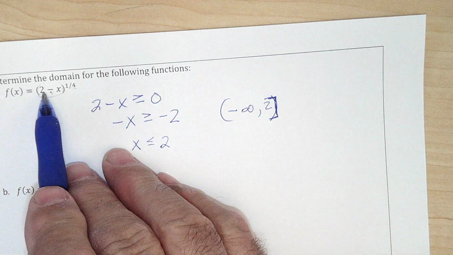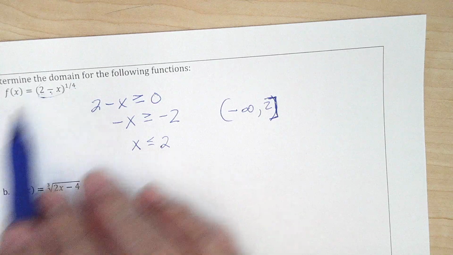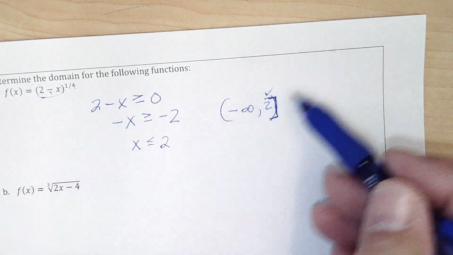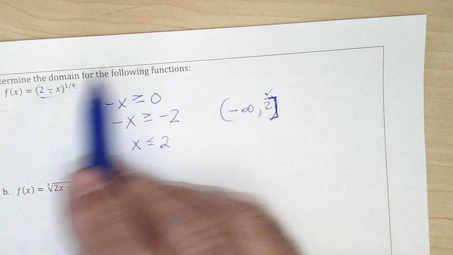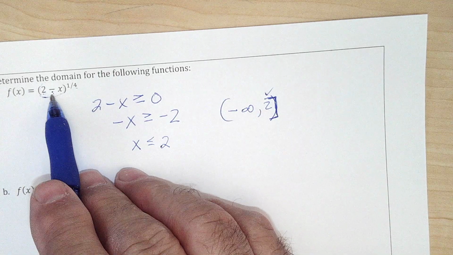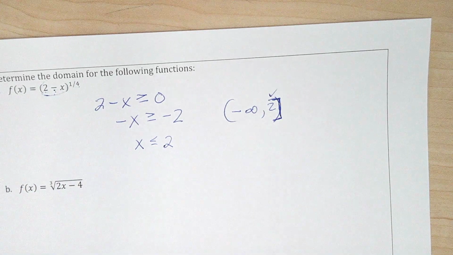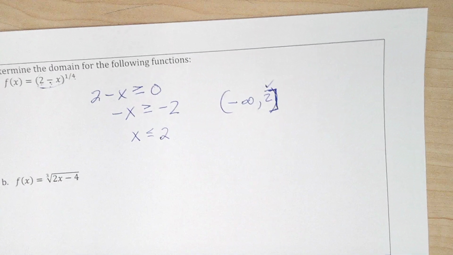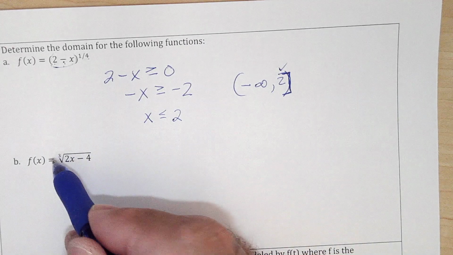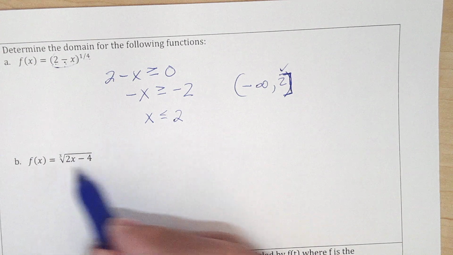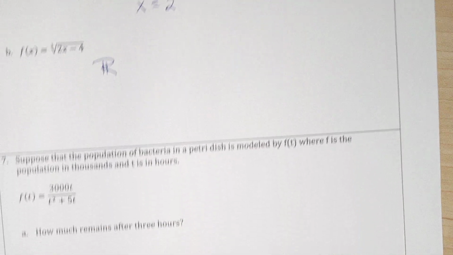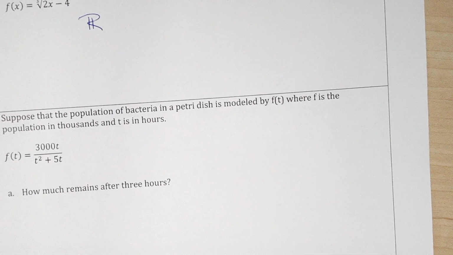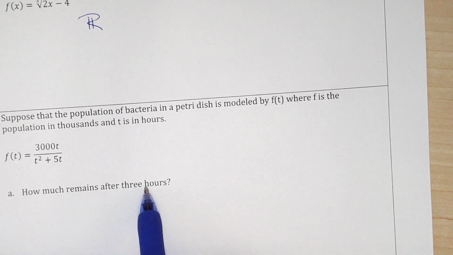So if I put 2 in there, 2 minus 2 is 0, and the fourth root of 0 is 0. So that works. And it should work for numbers less than 2, like 0. 2 minus 0 is 2. Fourth root of 2 I can do. It's not a pretty number, but it works. Cube root. Cube root can do the cube root of anything, so this is all reals. It's an odd root.